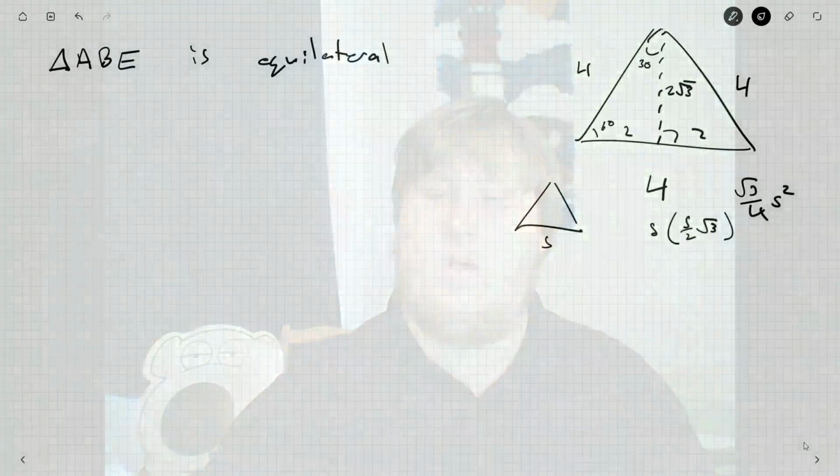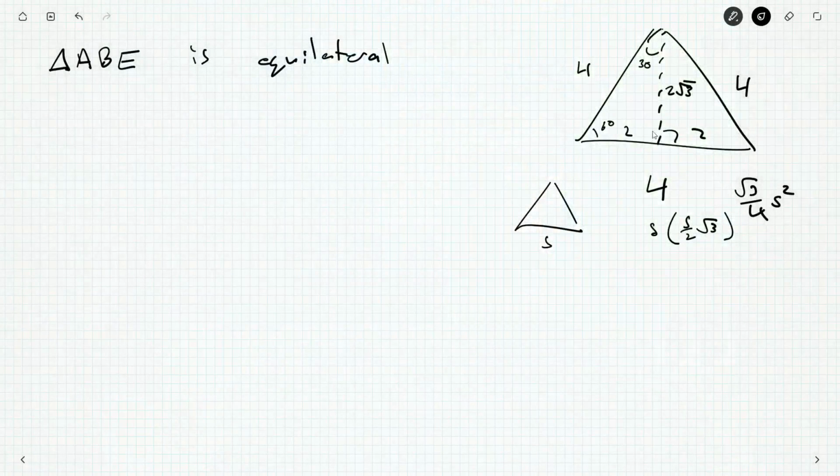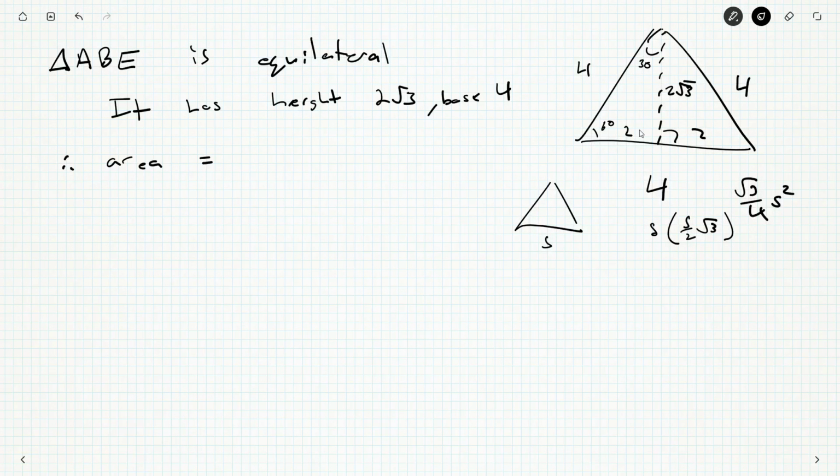But if you need to, here's a picture. It shows how we can calculate it, 30, 60, 90, or just use trig. There's a height of 2 root 3, and a base of 4. So its area is 1/2 base times height. So it's going to be 4 root 3.